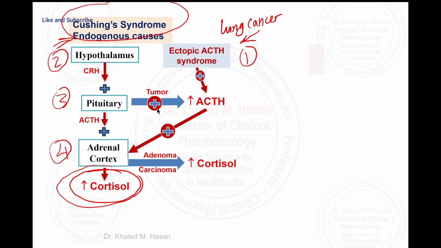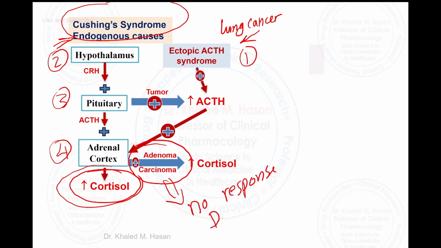You can see that the tumor here stimulates the secretion of ACTH. Again, an adenoma will stimulate increased secretion of cortisone. Here, if you prescribe dexamethasone, with adenoma or carcinoma, there will be no response to the dexamethasone suppression test. No response.